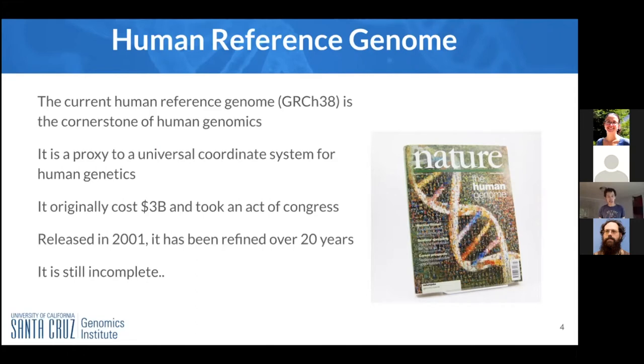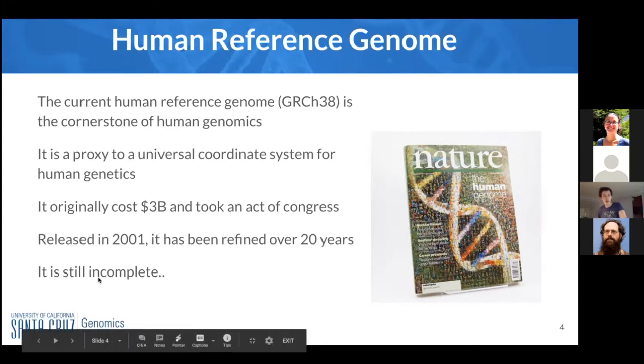So when we talk about genes, when we talk about enhancers, when we talk about regions, we generally use coordinates on our reference genome, typically today GRCh38 or the previous version 37. It's also worth thinking about the history of this. It took an act of Congress and $3 billion on the US side to create the initial reference genome. It was released in 2001, initially put on the internet by Jim Kent and David Hauser here at UC Santa Cruz, and it has been refined over the last 20 years. That was a landmark.